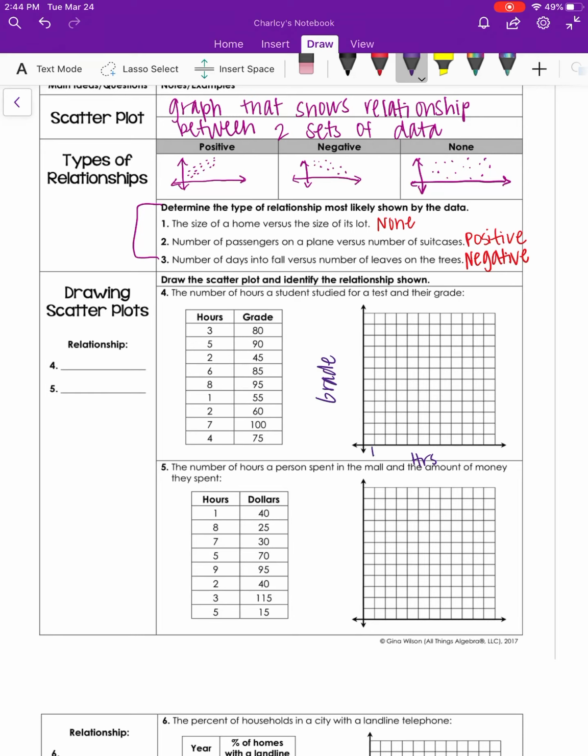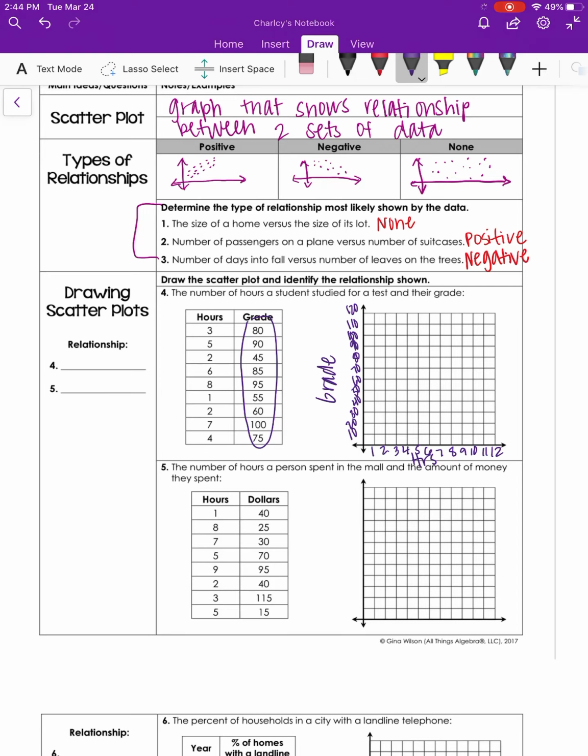So I'm just going to label this 1, 2, 3, 4, 5, 6, 7, 8, 9, 10, 11, 12, okay? And then up here on the side, I'm going to count by tens because notice that my grades are large numbers. If I wanted to count by ones, I would definitely run out of room. So I'm going to say 10, 20, 30, 40, 50, 60, 70, 80, 90, 100, 110, 120. And excuse my handwriting, guys. I'm still getting used to this iPad stuff.